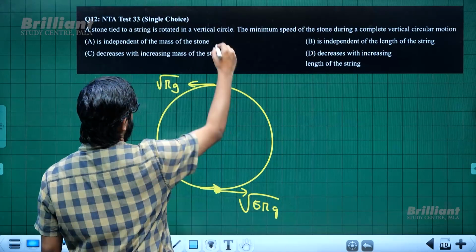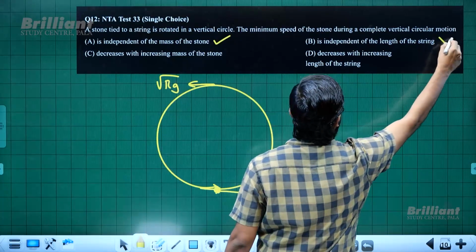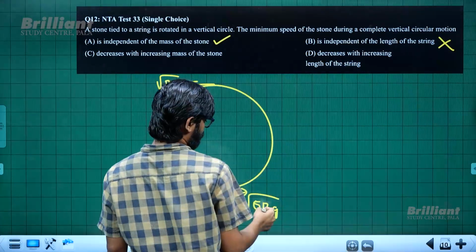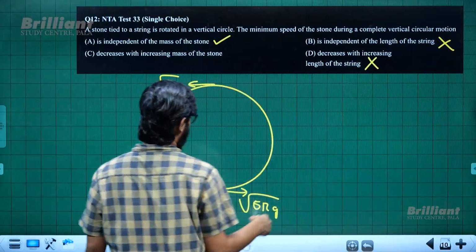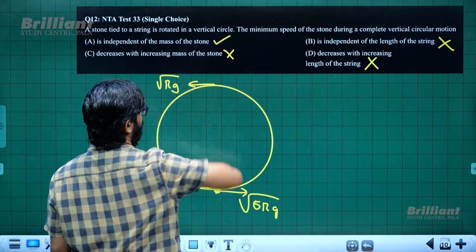So it is independent of the mass. Is it independent of the length? No, it depends on the length. Decreases with increase in length? No, if length increases, minimum speed will increase. Decreases with increase in mass of the stone? Because it is independent, it is wrong.